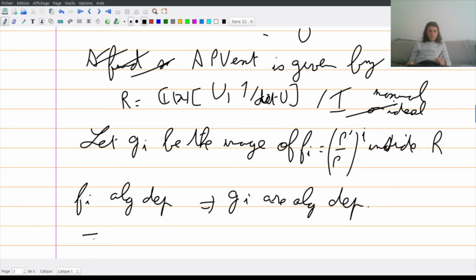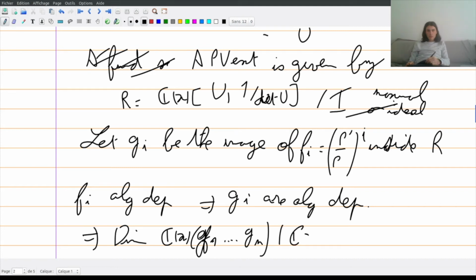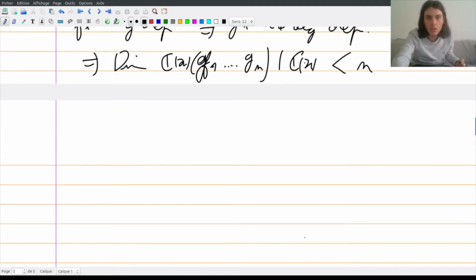So it means that the dimension of the vector space generated by J1 until Jn over C(x) is strictly smaller than n. Otherwise, they would be all algebraically independent.